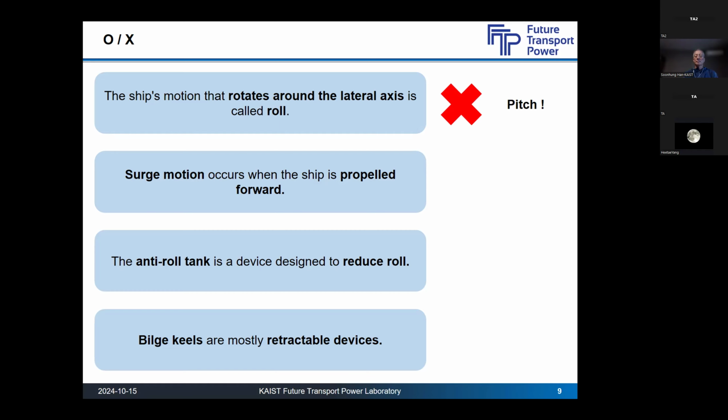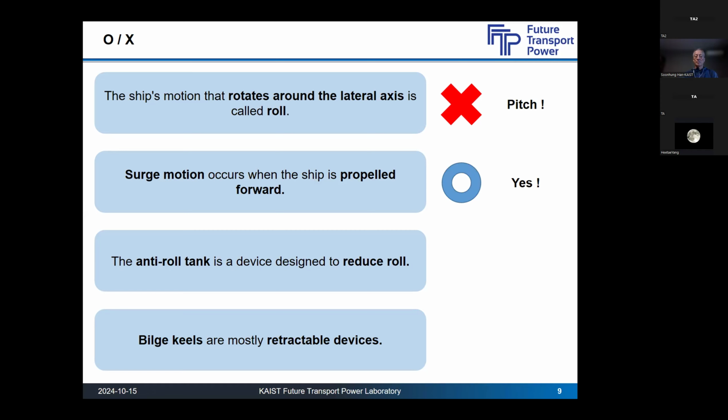Number 2: the surge motion occurs when the ship is propelled forward. Okay, I'll count 10 to 20 seconds. Okay, thank you. The answer is yes. The surge motion occurs when the ship is propelled by the propulsion.